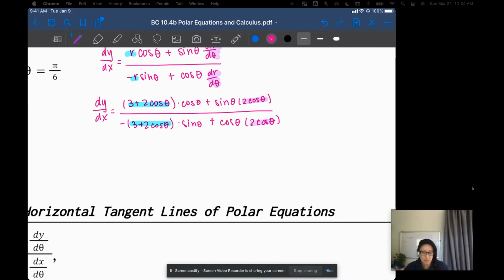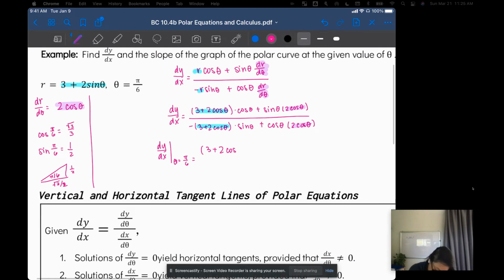Okay, so that is the derivative dy/dx of our polar equation. Now I want to take dy/dx and evaluate it at theta equal to pi over 6. So I have 3 plus 2 times the cosine of... why did I write cosine? It's sine. Look, right here, it's sine. So this is sine theta.